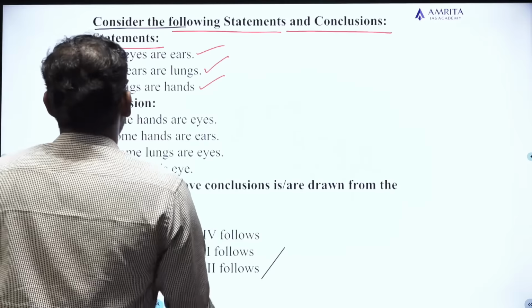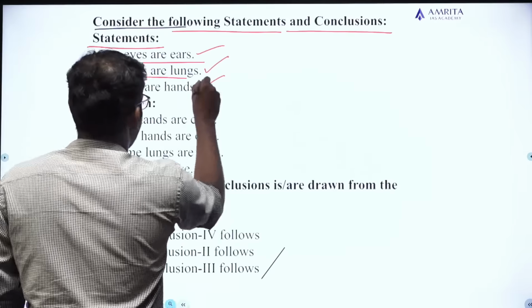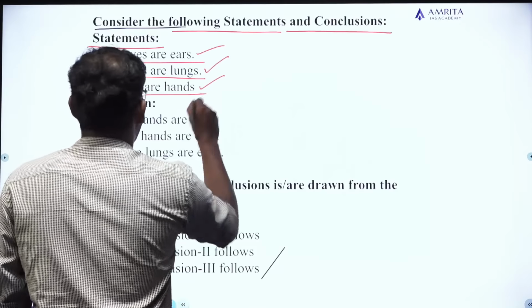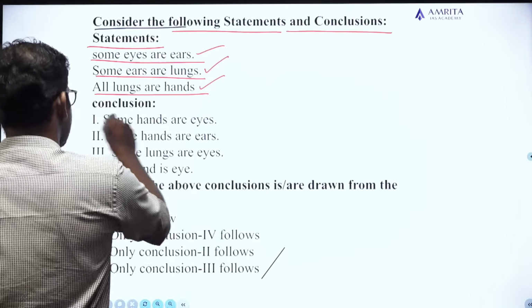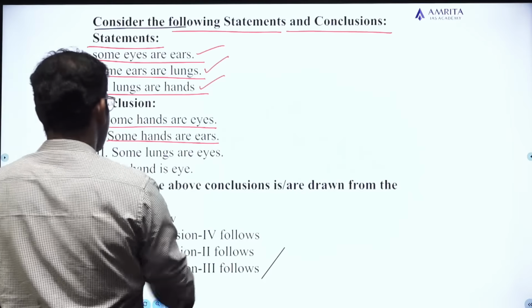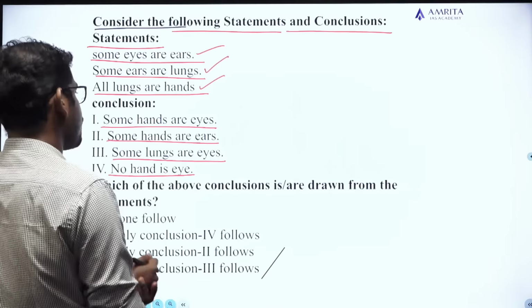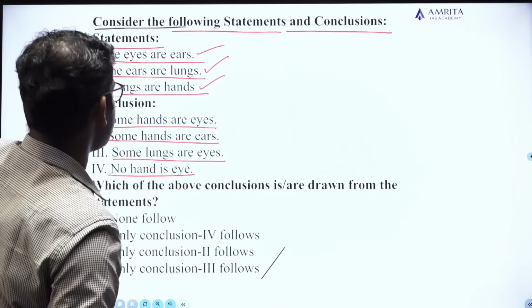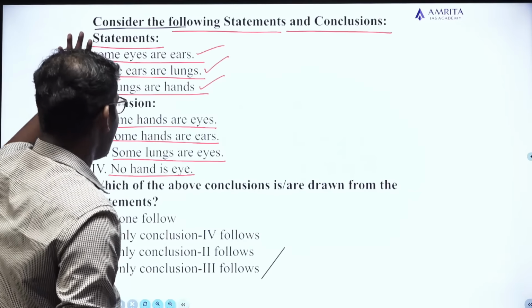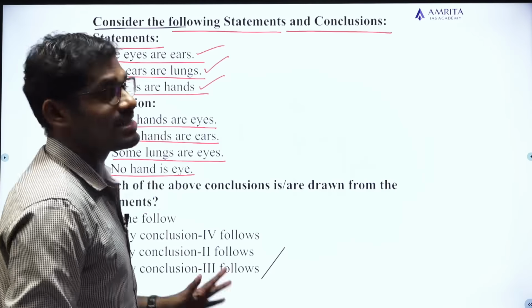The statements are: some eyes are ears, some ears are lungs, all lungs are hands. And the conclusions are: some hands are eyes, some hands are ears, some lungs are eyes, no hand is eye. So, first of all, let me draw the Venn diagram based on these three statements.